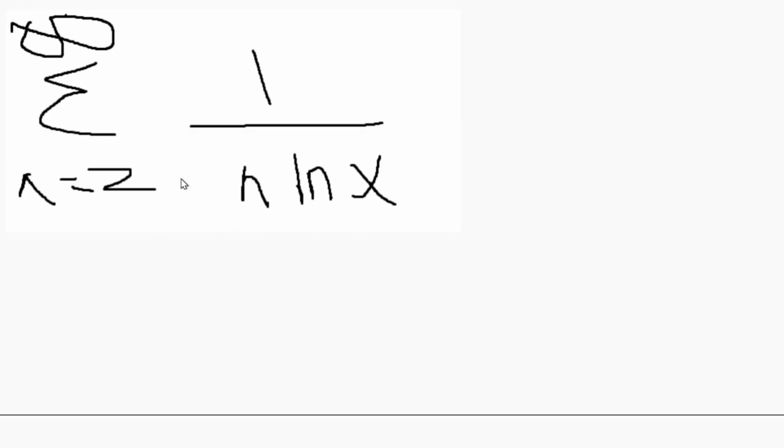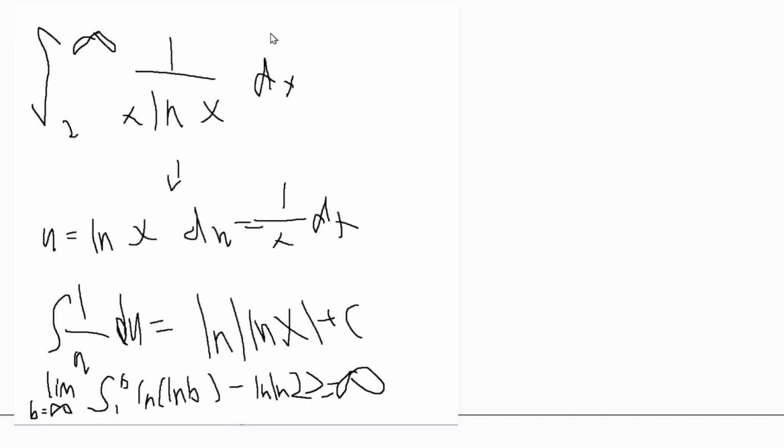Sorry, that's a little low in quality because I had to handwrite this with a mouse. You have the summation from n equals 2 to infinity, and the function here is 1 over n ln x. So what's the first step? Check if it is positive, continuous, and decreasing. Obviously it satisfies all three categories, so we are going to use the integral test. The first step is to change this into an improper integral. So boom, there it is.